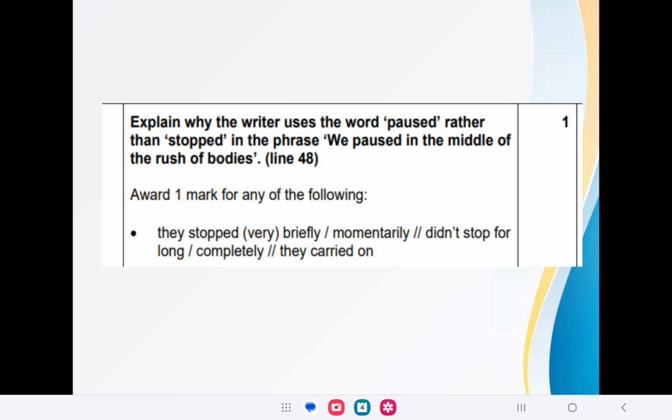And look at the mark scheme. Explain why the writer uses the word paused rather than stopped in the phrase "we paused in the middle of the rush of bodies." Possible answers are: they stopped very briefly, momentarily, didn't stop for long or completely, they carried on. So basically they stopped for a moment, or they didn't stop completely, they had to continue after that. That's why the writer has used the word paused rather than the word stopped.